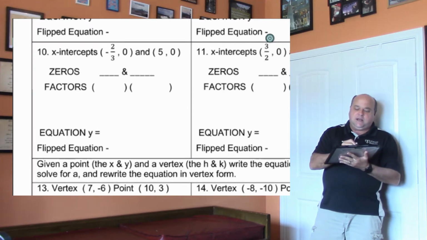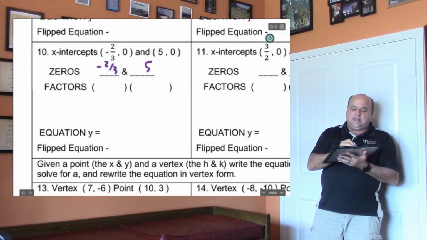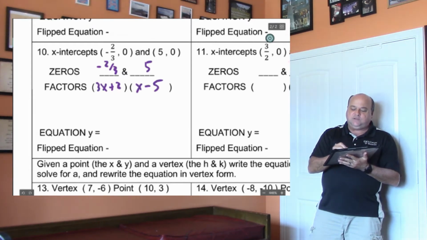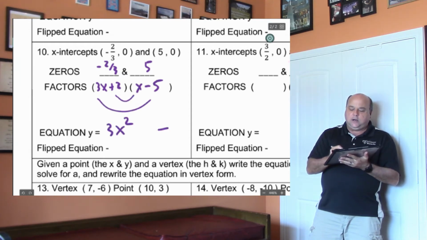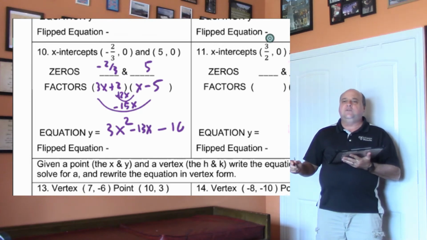So on number 10, my zeros are -2/3 and 5. Flip the sign, so I'm going to get 3x plus 2 and x minus 5. Draw the arches. I'm going to get 3x squared minus 10 plus 2x minus 15x. That's minus 13x. That would be the equation in standard form.